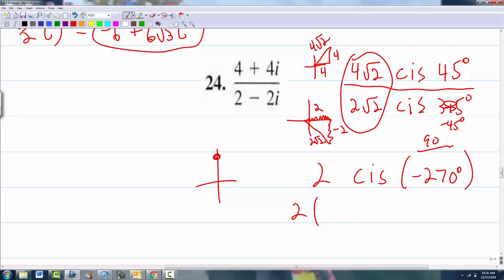What is the cosine of 90? What's the cosine of 90? Have some people zoning out.